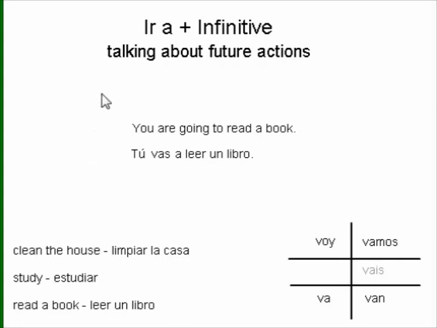So again, the three steps for talking about future actions are to conjugate the verb ir, take the correct form of the verb ir, put the word a, which does not really translate into English, and put an infinitive, whatever the verb is, the activity that we are going to do.